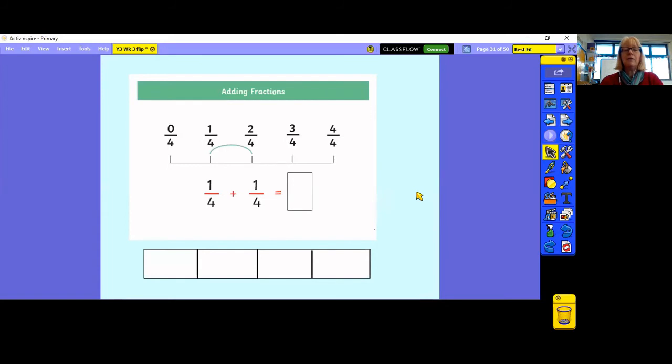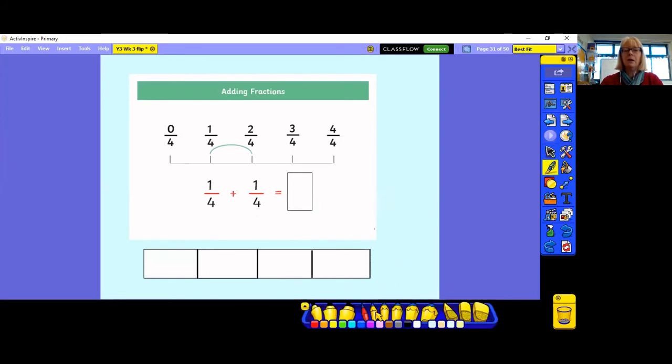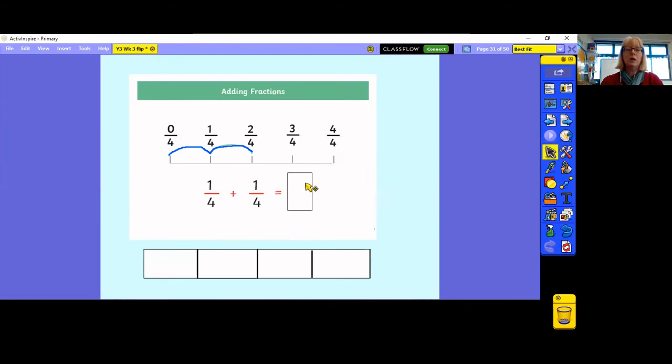Here's an example of adding fractions, showing it on a number line. Our calculation is 1/4 plus 1/4. If we have a look on our number line, we've got 1/4. Then we're adding another 1/4. And that shows that we've got 2/4. So you can see we've added the numerators, 1 plus 1 is 2, but our denominator has stayed the same. And it's showing us in quarters.